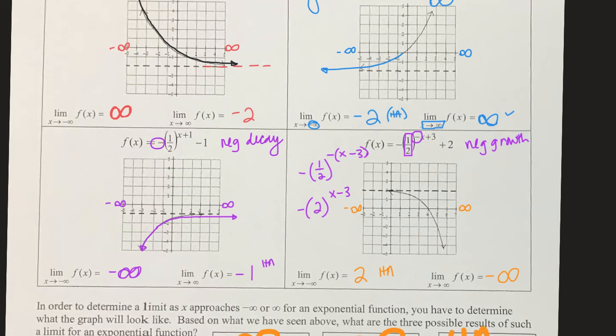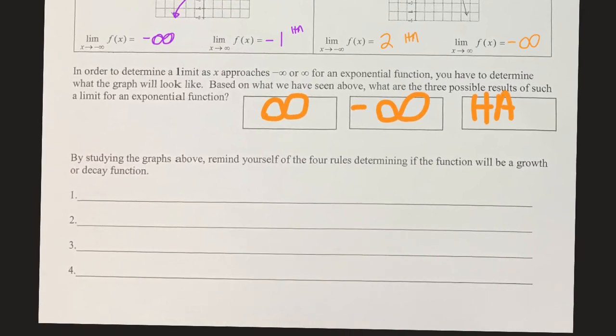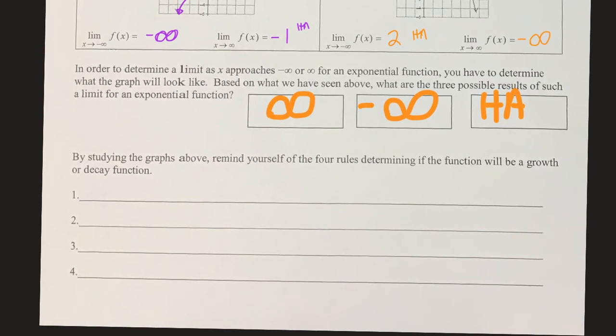So can it be 0? Sure. Okay, if there's no plus or minus, right, this is your vertical shifting. If there's no plus or minus after your exponential function, then it can have a limit of 0. It can approach that x-axis as it gets really big or as x gets really small. Okay, so the 4 rules for determining if it will be growth or decay.